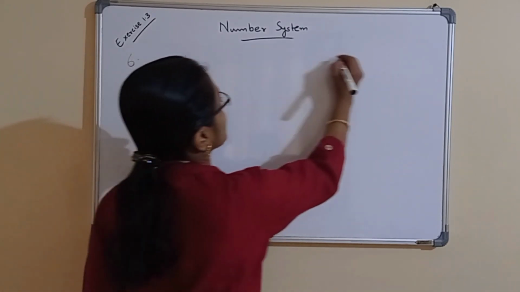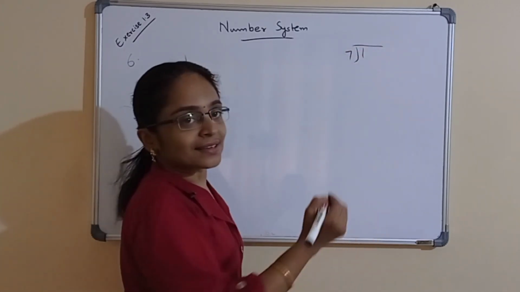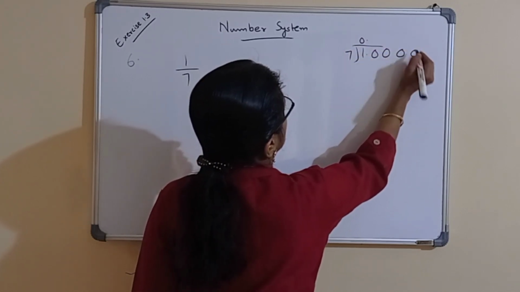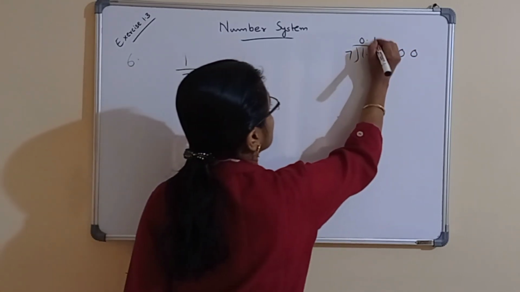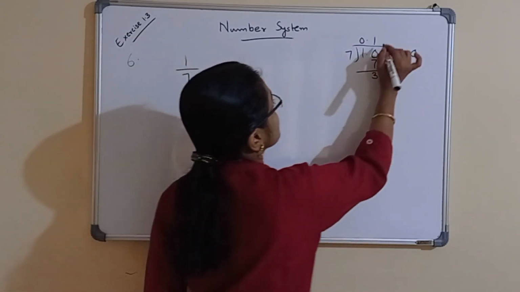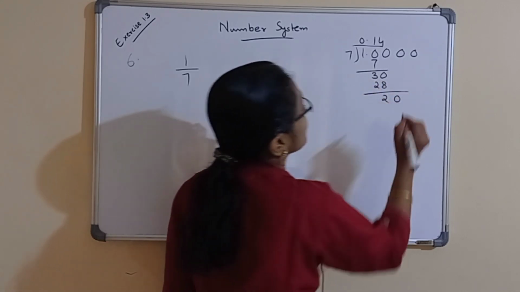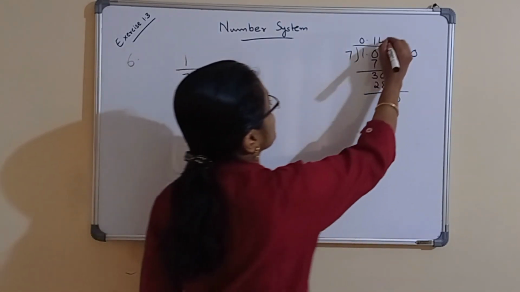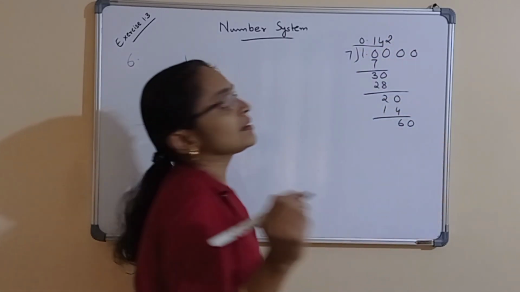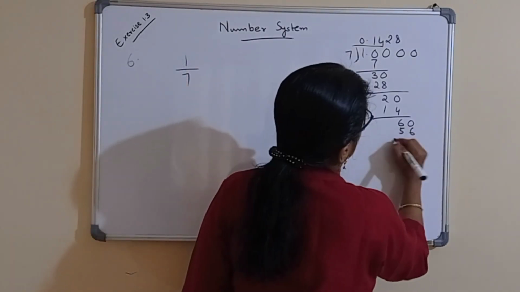And what is 1 by 7? We'll get it as 0 point. Then 10 by 7 is 1. Then 3 remainder. Now 30 by 7 is 4, 7 fours are 28. Then 2 remainder. Now 20 by 7 is 2, 7 twos are 14. Now 6 remainder. Now 7 eights are 56 and 4 remainder.